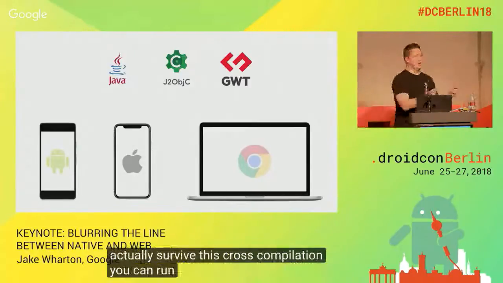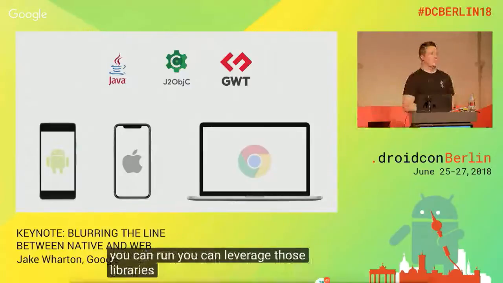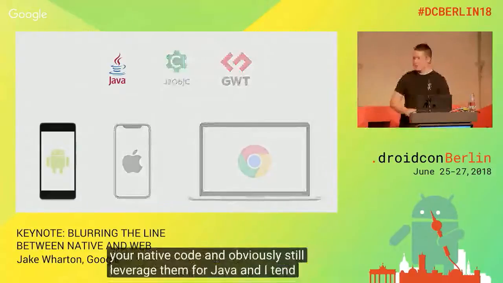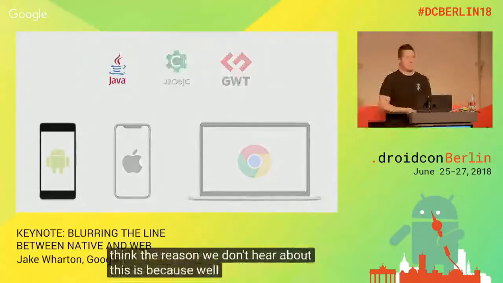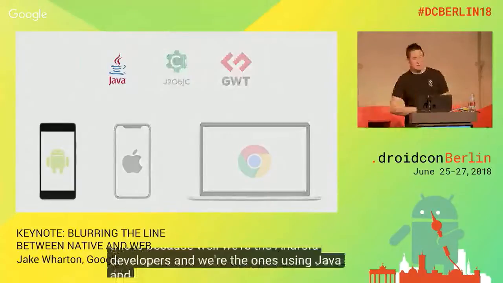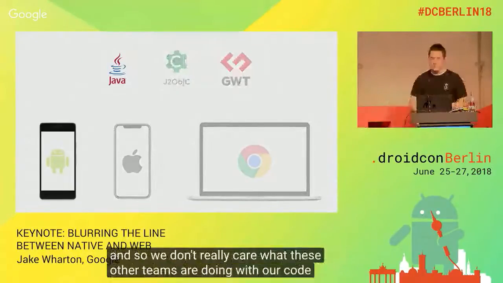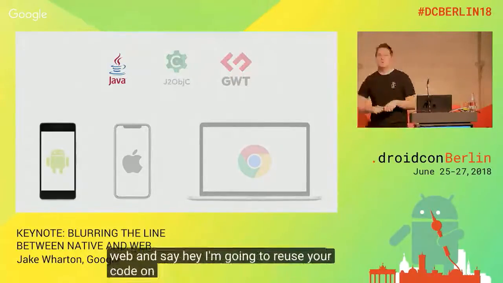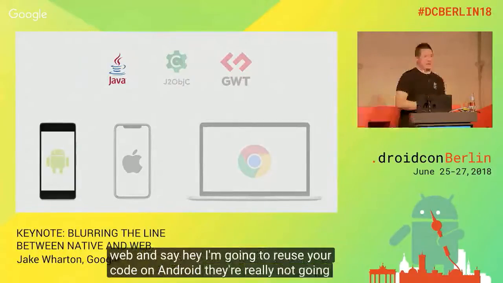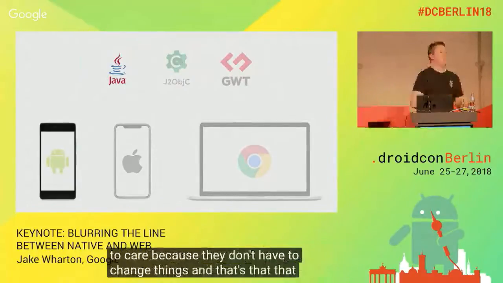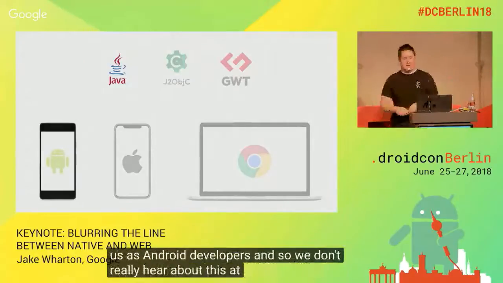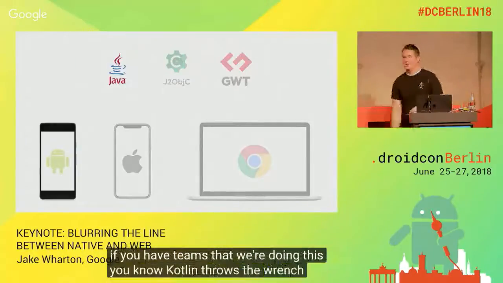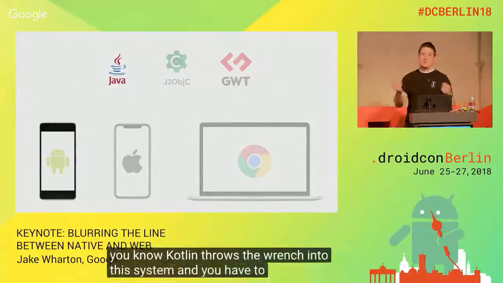You can leverage those libraries on the web, leverage them for your native code, and obviously still leverage them for Java. And I tend to think the reason we don't hear about this is because, well, we're the Android developers and we're the ones using Java, and so we don't really care what these other teams are doing with our code. If you go to a JavaScript engineer on the web and say, hey, I'm going to reuse your code on Android, they're really not going to care because they don't have to change things, and that was us as Android developers. And so we don't really hear about this, at least until Kotlin started becoming a thing. And if you have teams that were doing this, Kotlin throws a wrench into this system, and you have to potentially look at something else.